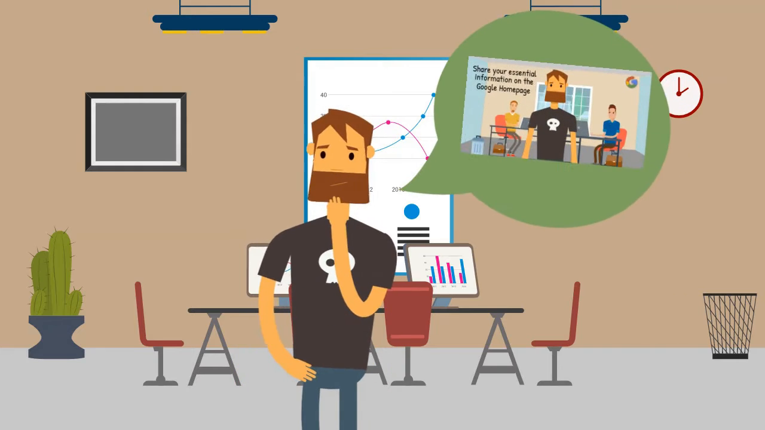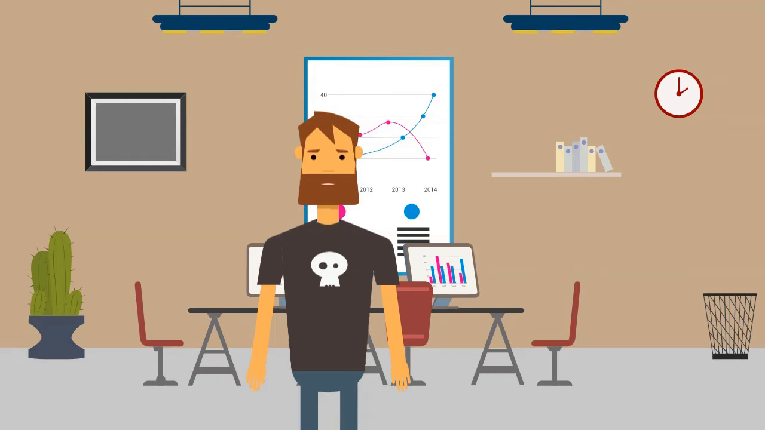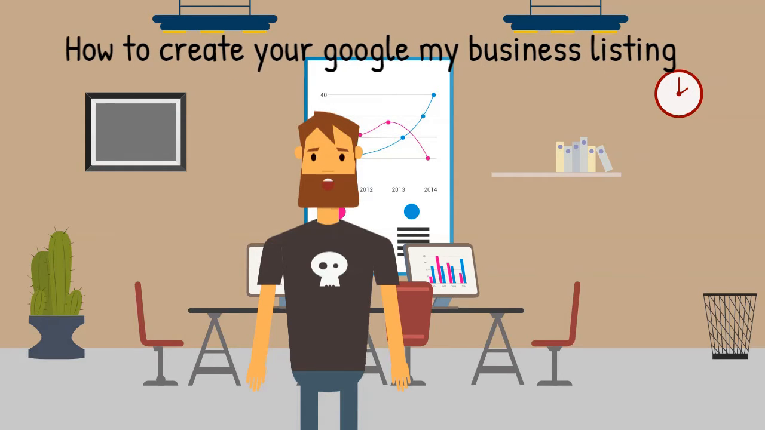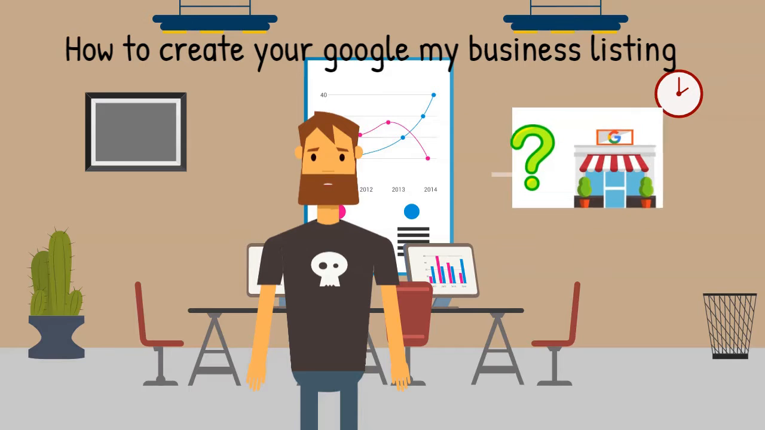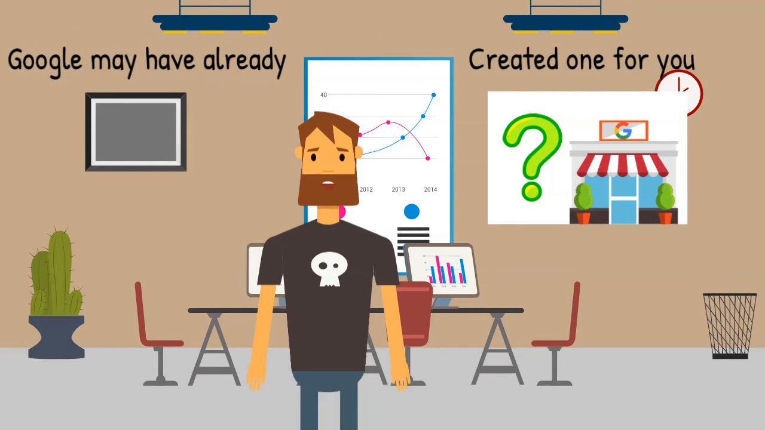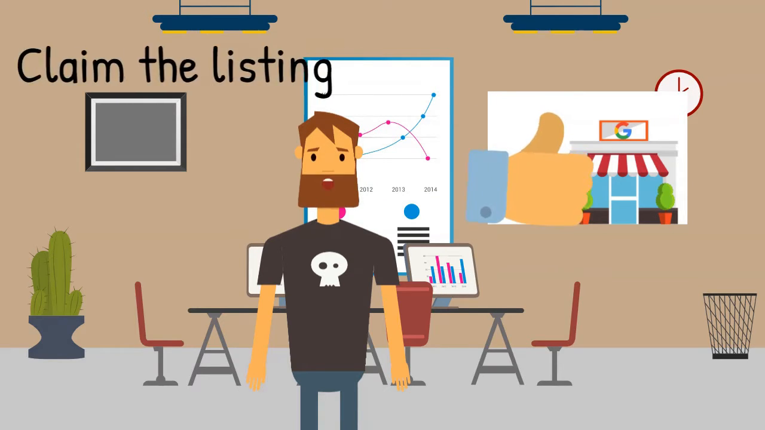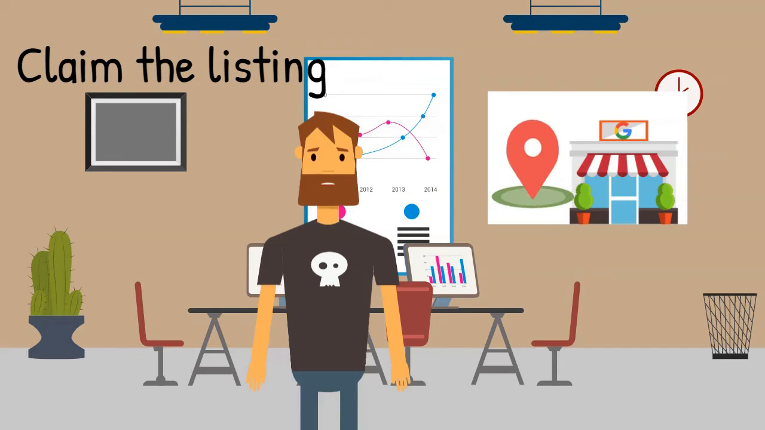In our last video, I briefly explained what Google My Business is and why it's one of the first things you should set up in your digital marketing campaigns. But how exactly do you get a Google My Business listing? For many businesses, Google will auto-generate a Google My Business listing. If this is the case for your business, don't panic. Nobody's pretending to be you. Google has just recognized that your business exists already. All you need to do is claim the listing as your own.